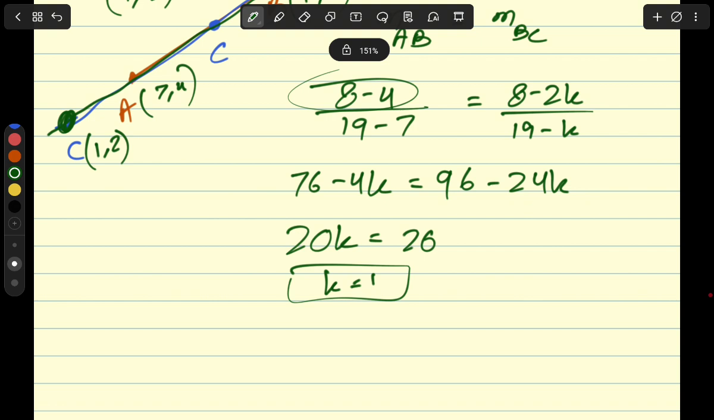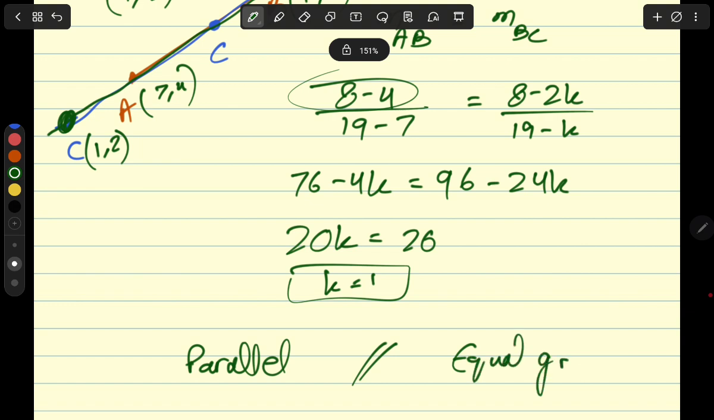So m of AB was equal to m of BC, which turned out that k was equal to 1. Now the mathematics wasn't difficult, recognizing the relationship maybe was, right? Now parallel means whenever you are given parallel or whenever you see these lines, it means that the gradients are the same, right? It means equal gradients.